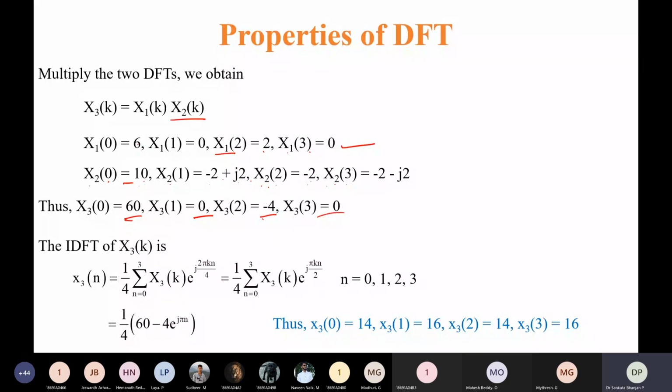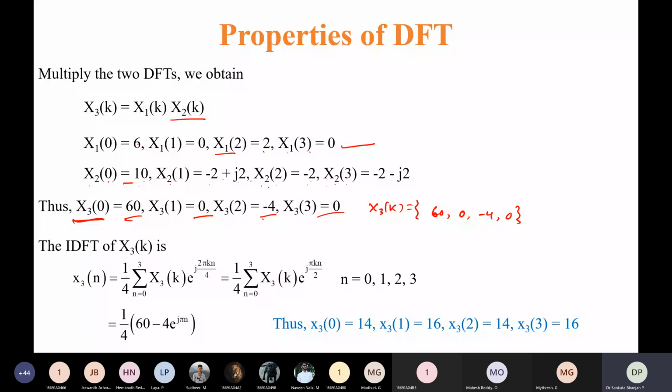Okay, so this is the value of X3 of k, that is X3 of 0, X3 of 1, X3 of 2, X3 of 3. Directly you will get it by the product of the two DFTs. So now what is the value of X3 of k? Individually, if you write, 60, 0, minus 4, 0. This is X3 of k. Now what you have to do? When you find the IDFT of X3 of k, you will get one other sequence, that is x3 of n, the circular convolution of x1 of n with x2 of n.